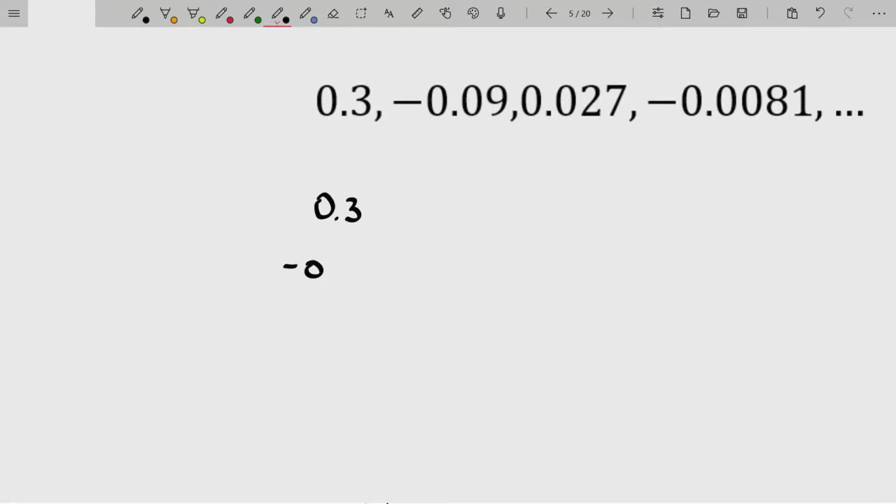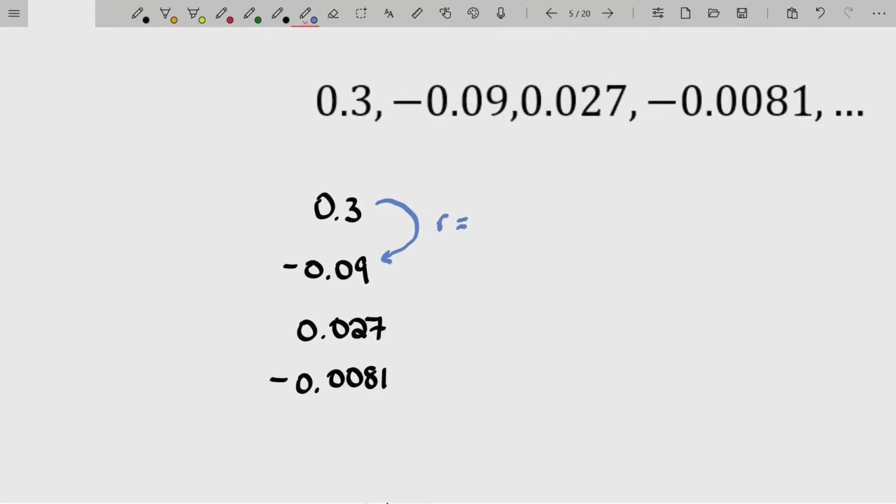0.3 and a negative 0.09 and a positive 0.027. You can see it's alternating, right? Negative 0.0081. So let's see, if it's alternating, I know that my sequence is going to have a negative 1 to a power. But let's go ahead and just start by saying, how did I get from here to the second term? What did I multiply by?